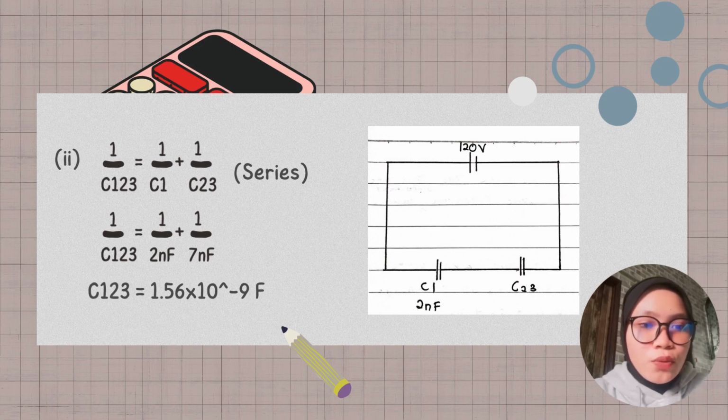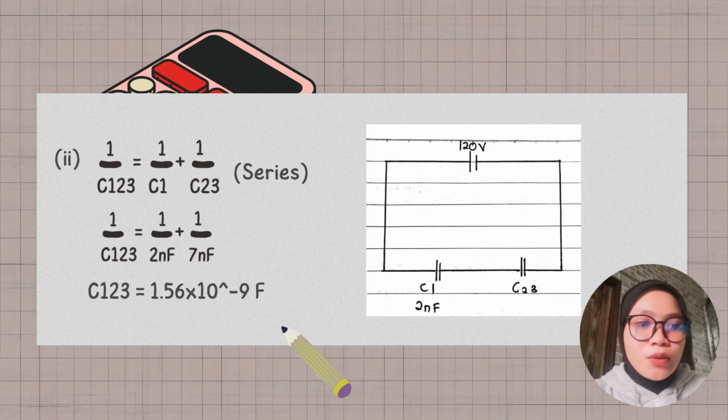So 1 over C123 equals 1 over C1 plus 1 over C23. This is a series circuit. So 1 over C123 equals 1 over 2 nanofarad plus 1 over 7 nanofarad. 7 nanofarad is what we were looking for earlier. So the answer is C123 equals 1.56 times 10 power of negative 9 farad. So the capacitors in the circuit become like this: C123 is combined and becomes one line.